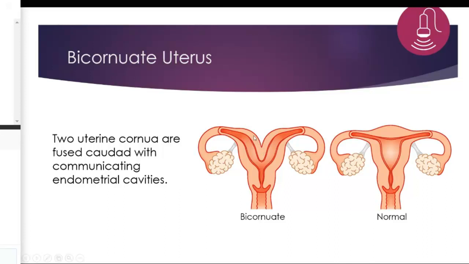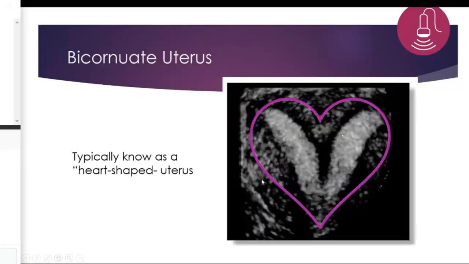So the myometrium we can see dips in. So it's almost as if there are two unicornuate uteri connected, creating a bicornuate uterus. So a bicornuate uterus is something that we call a heart-shaped uterus. A lot of patients will come in and say, my doctor says that I have a heart-shaped uterus, or I've had imaging before and I have a heart-shaped uterus. So when they're talking about that, they are talking about a bicornuate uterus.